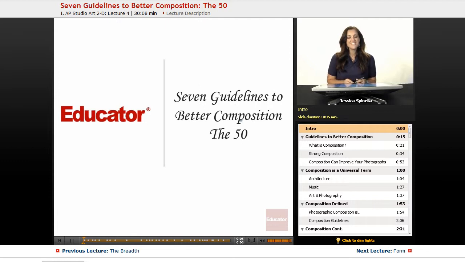We are going to be looking today at the 7 guidelines to better composition, and then I'm also going to be assigning to you a new project called the 50. So here we go, we're going to jump right in.